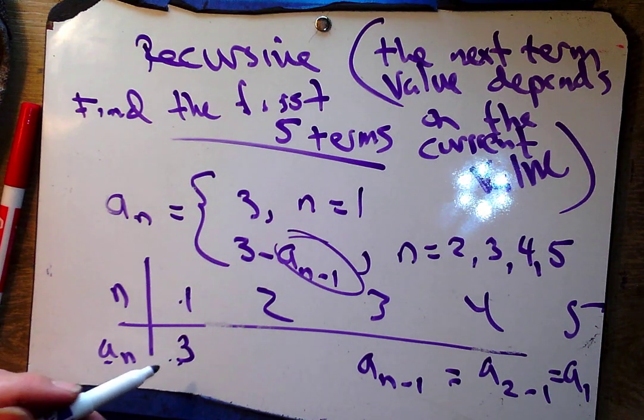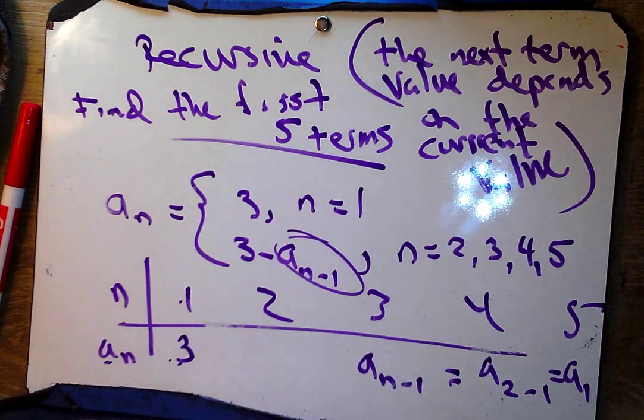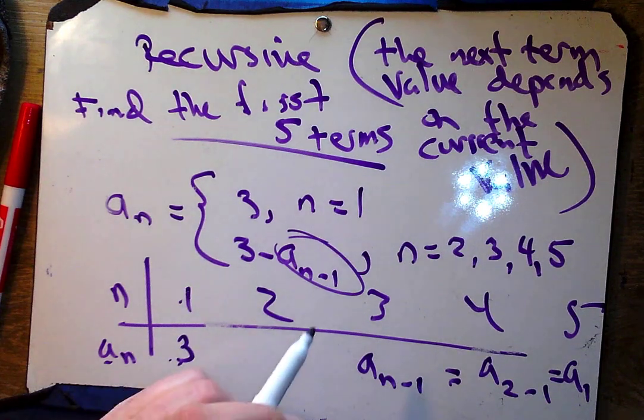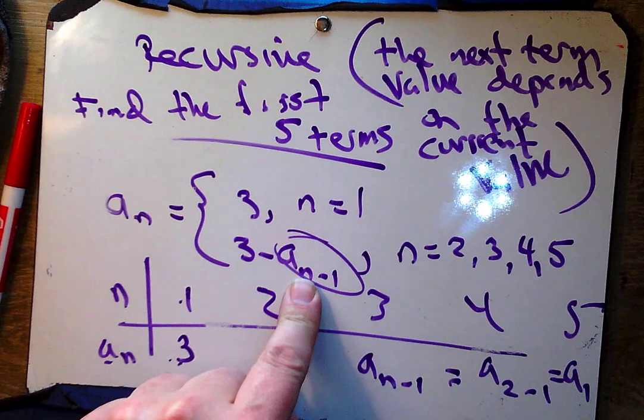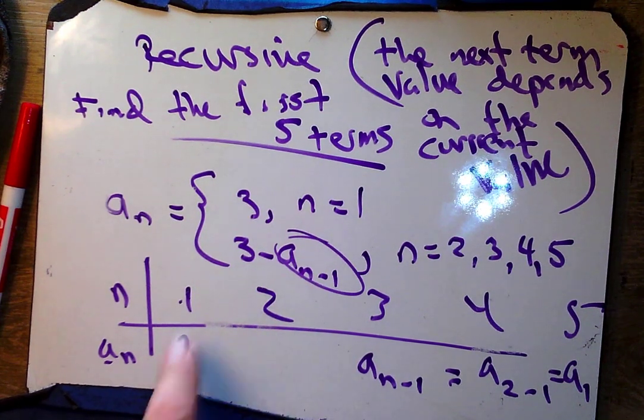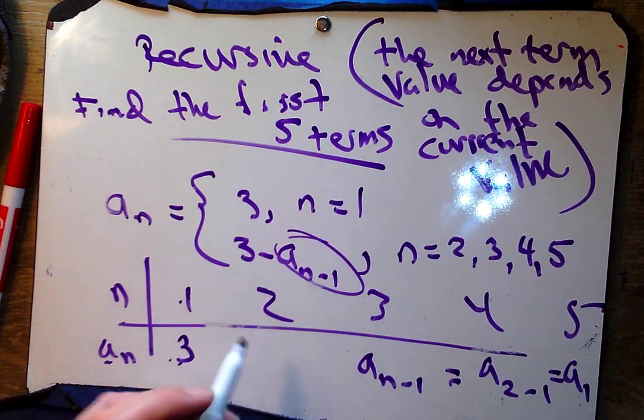Oh, okay. So it looks like I'm using the last number somehow. And how am I using the last number? Well, look here. 3 minus the last value. Well, the last value is 3. And I want 3 minus that last value. 3 minus 3 is 0.